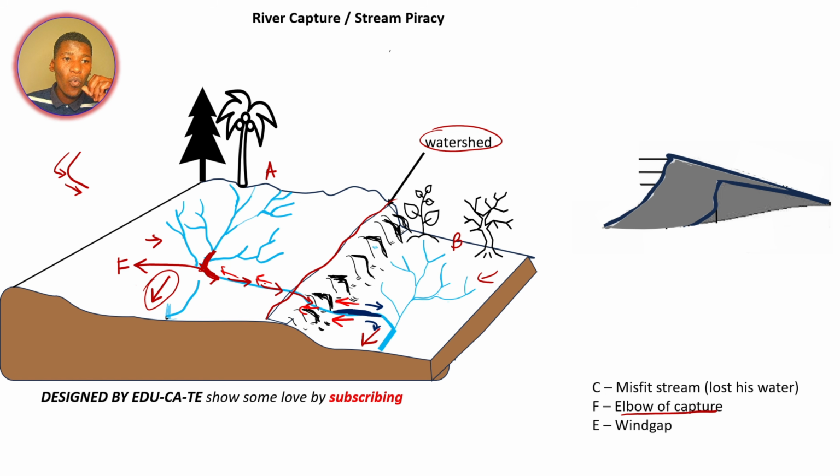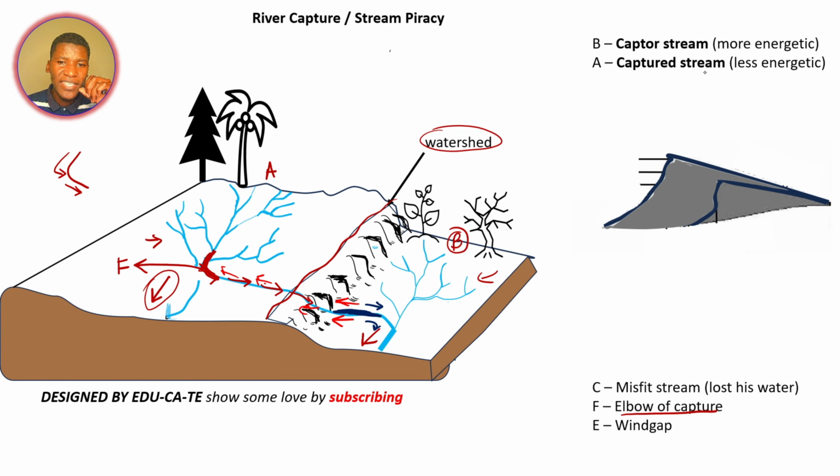And then one more thing that we have here is a capture stream. So river B, we say, is known as a capture stream. Remember, I've said that river B is the more energetic stream because it is the one that steals the waters of river A. It is known as a capture stream. It is the one that steals the waters of river A.